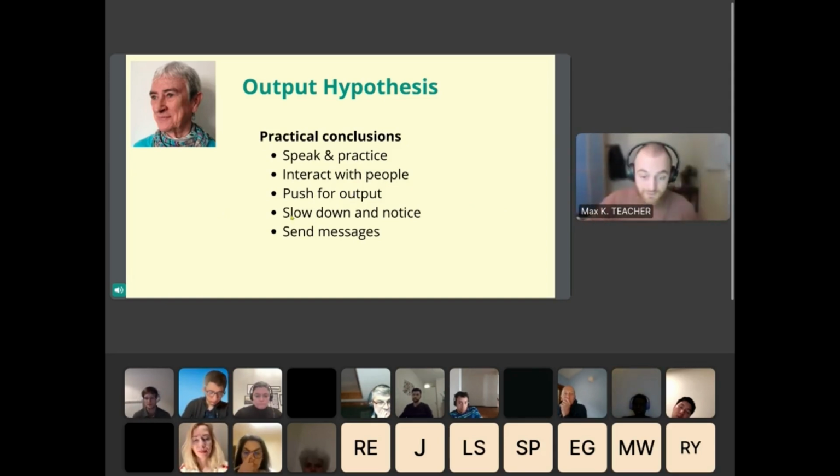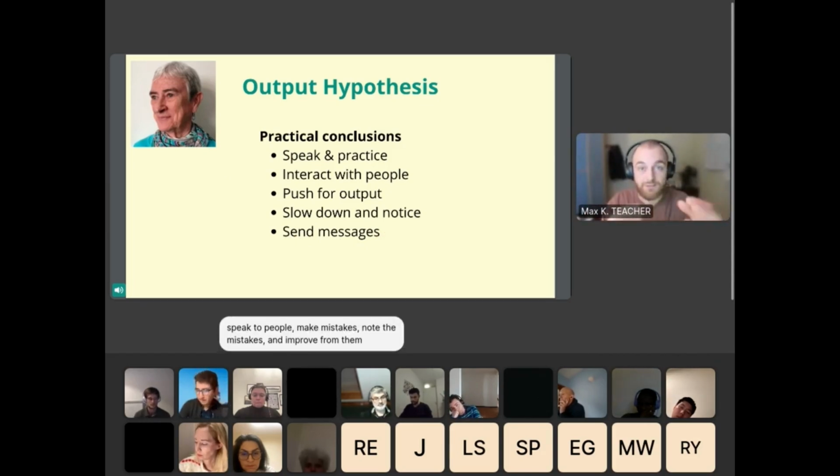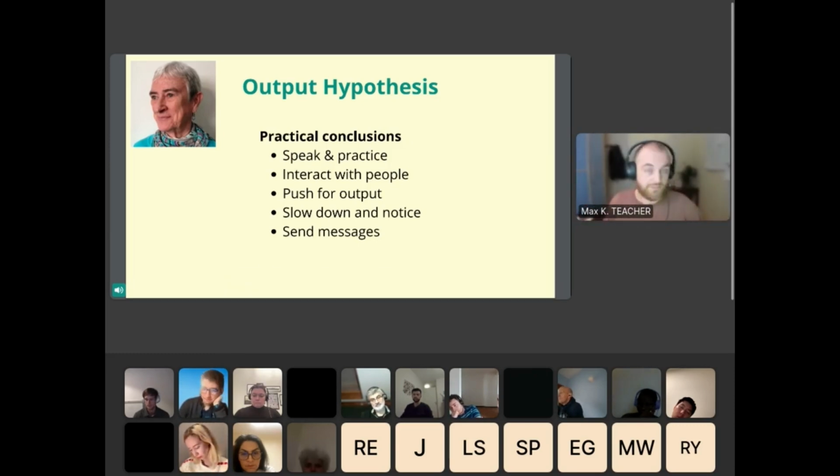Then also slow down and notice. So noticing is not only there when you're speaking or when you're writing. You can also notice the past tense when you're just reading, right? So this is my advice to you: try to slow down and notice what's happening in this sentence, what's going on. That really helps. And send messages. Because when you try to send a message, you're focusing on the meaning, not so much on the form, and you'll get an emotional connection with the language, and this helps. So please notice that the input and the output hypothesis both say that interaction is great, right?